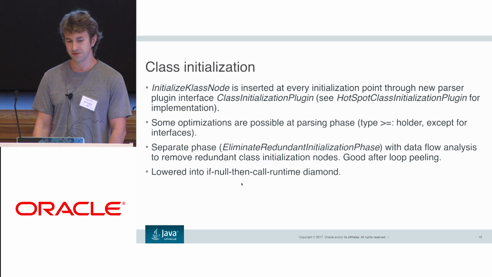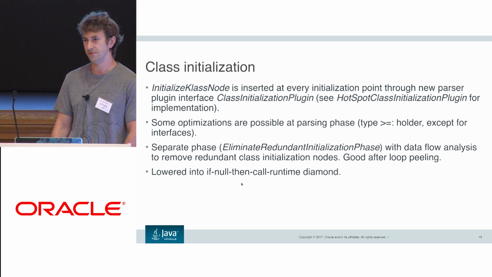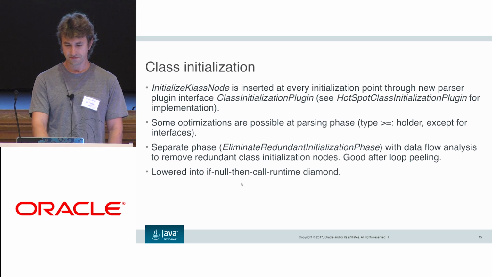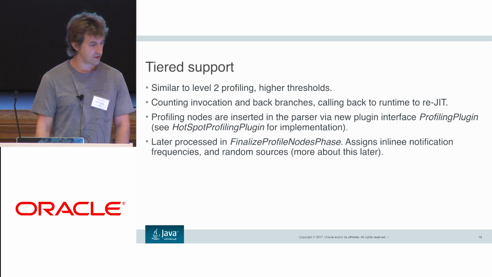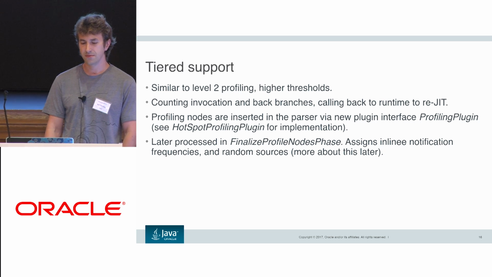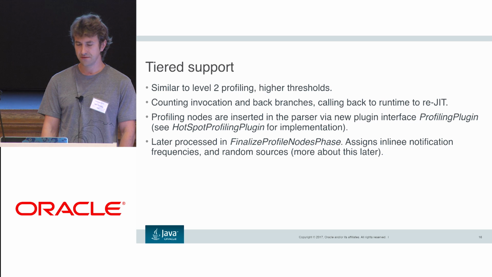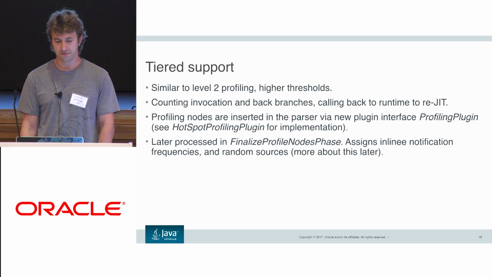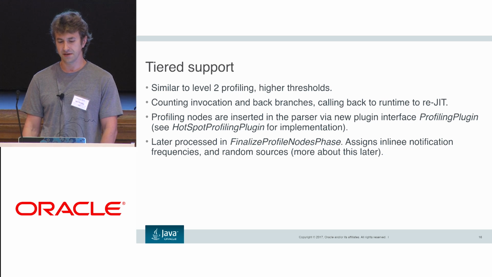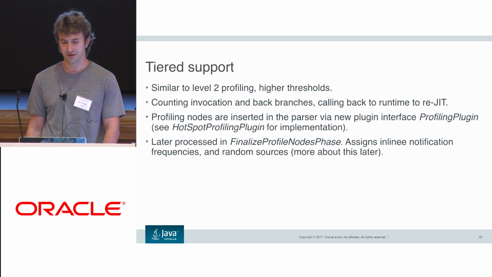In the end, the initialized class node is lowered into the same if null then call runtime diamond, similar to what happens with resolution. In order to fully integrate with the HotSpot runtime, we had to support tier compilation. Basically, we profile method invocations and back branches similar to what happens at level 2 profiling. Profiling nodes are inserted in the parser using a special plugin. Later, these nodes are processed in a phase that assigns inline identification frequencies and random sources. More about those random sources in a minute.